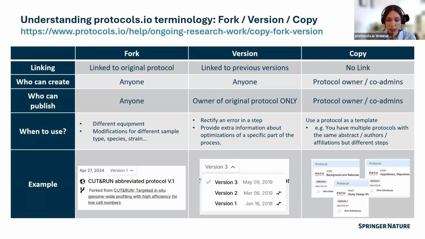You can see an example here. This is a collection of protocols. All of them have the same image and the same authors, but there are different contents. This one's background, hypothesis, study design. So they could create copies to easily create multiple protocols with the same metadata.